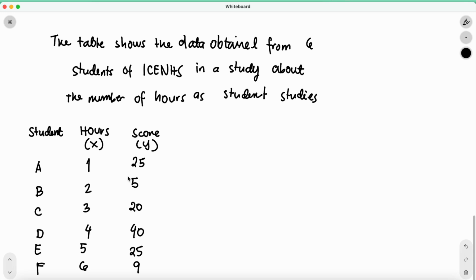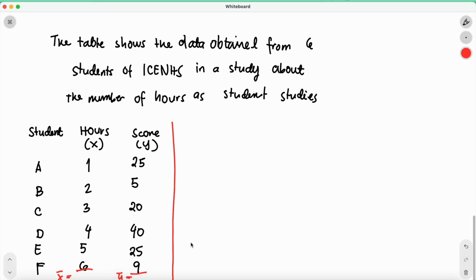So student A studies for 1 hour and had a score of 25. Student B studies for 2 hours and got a score of 5, and so on. So what you need to do is first to get the x bar and the y bar.